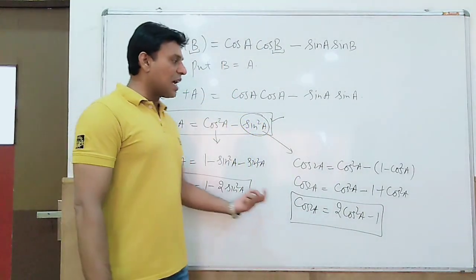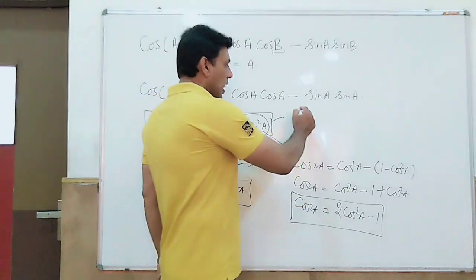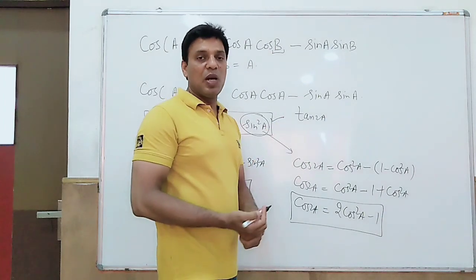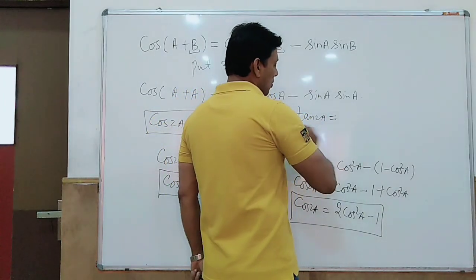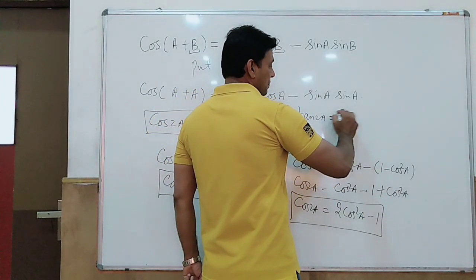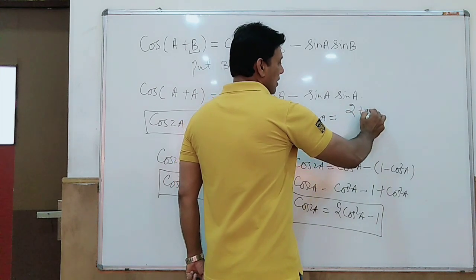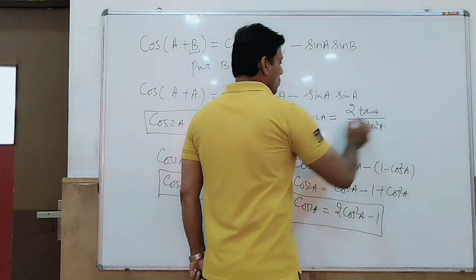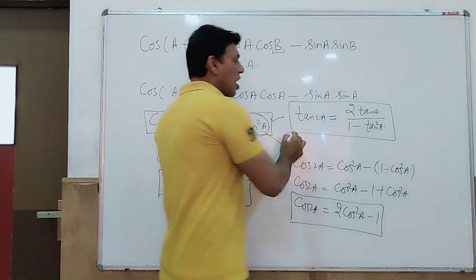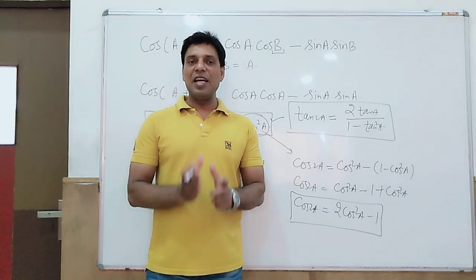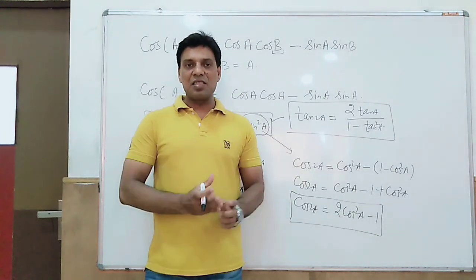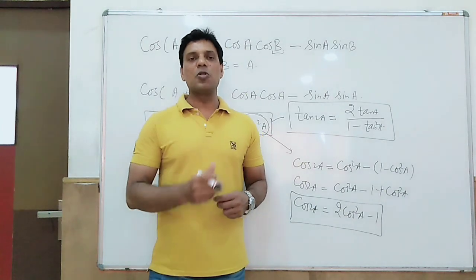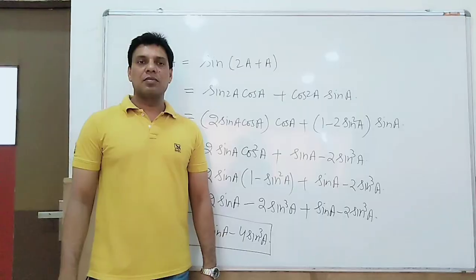So similarly we can produce the formula for tan 2a. You can try this formula on your own, but I am writing down the formula for tan 2a: 2 tan a upon 1 minus tan square a. Now I will write all the formulas at once, and you have to look carefully because you are going to apply those formulas. Keep watching.